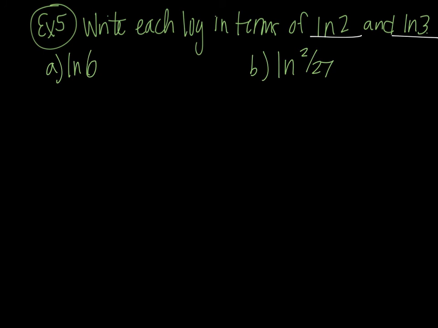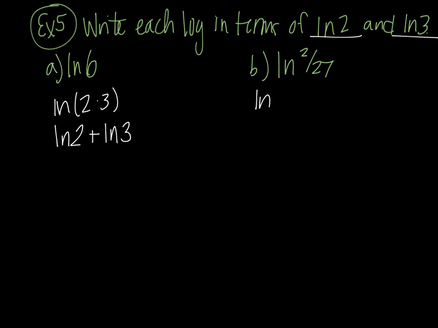I'm wanting you to rewrite each of these things in terms of the natural log of 2 and the natural log of 3. For part A, I can see that the natural log of 6 is the same thing as the natural log of 2 times 3. Then I can use the product rule. That's the natural log of 2 plus the natural log of 3. That's the answer. This is more of an intellectual exercise than actually useful.